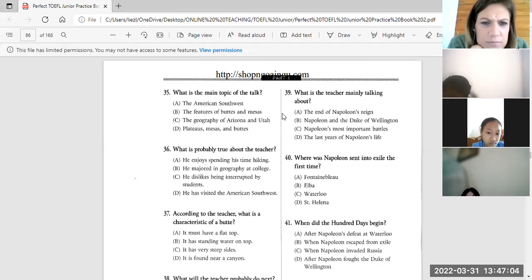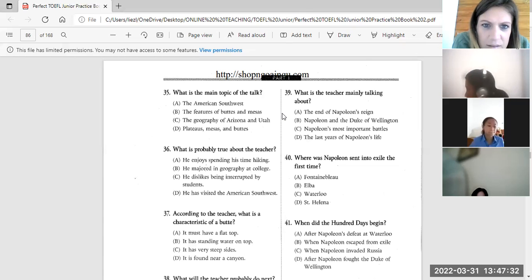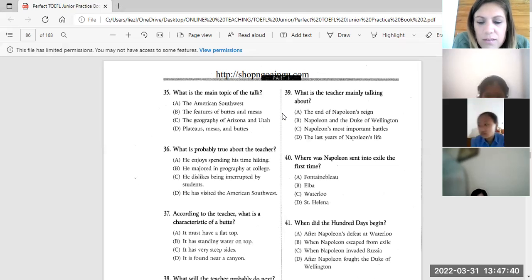They are mesas, and plateaus. Kathy, your hand is up. Do you have a question? What is the main topic about? Not everything the teacher is saying, I see the main topic. Canyons, American Southwest.